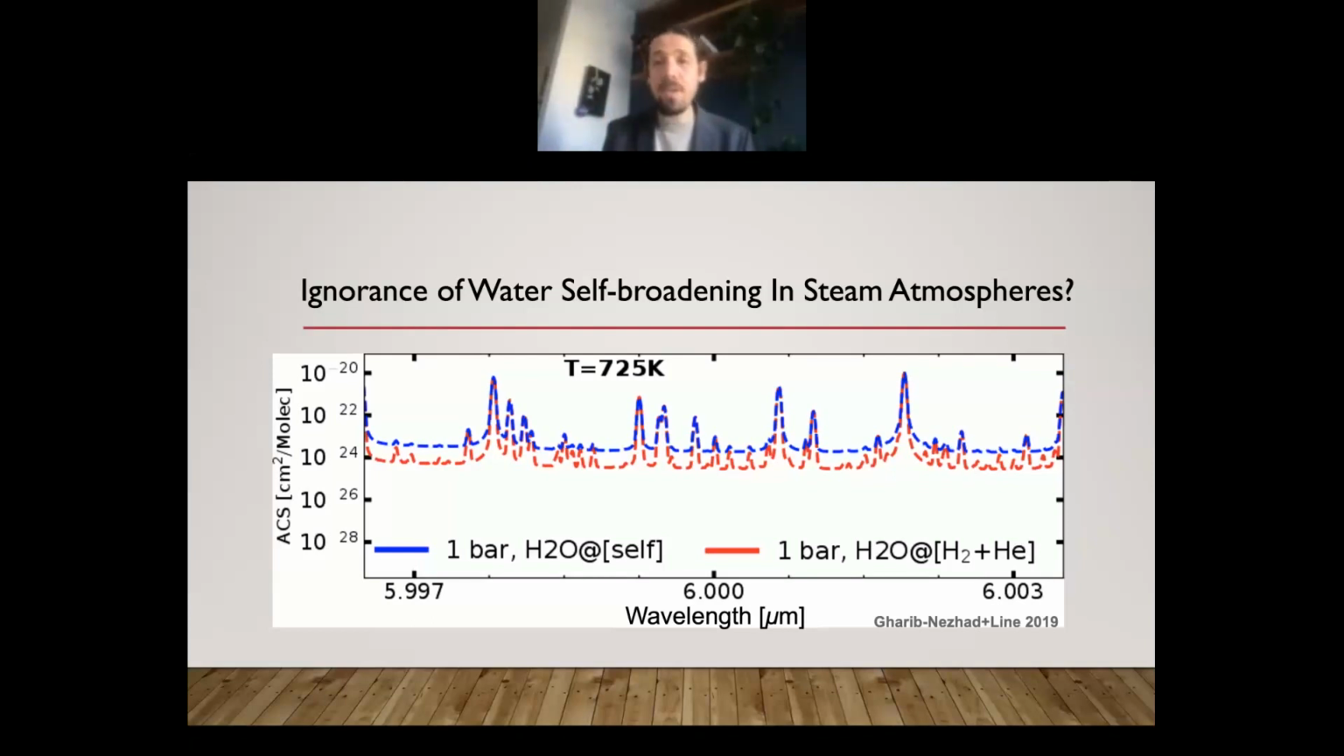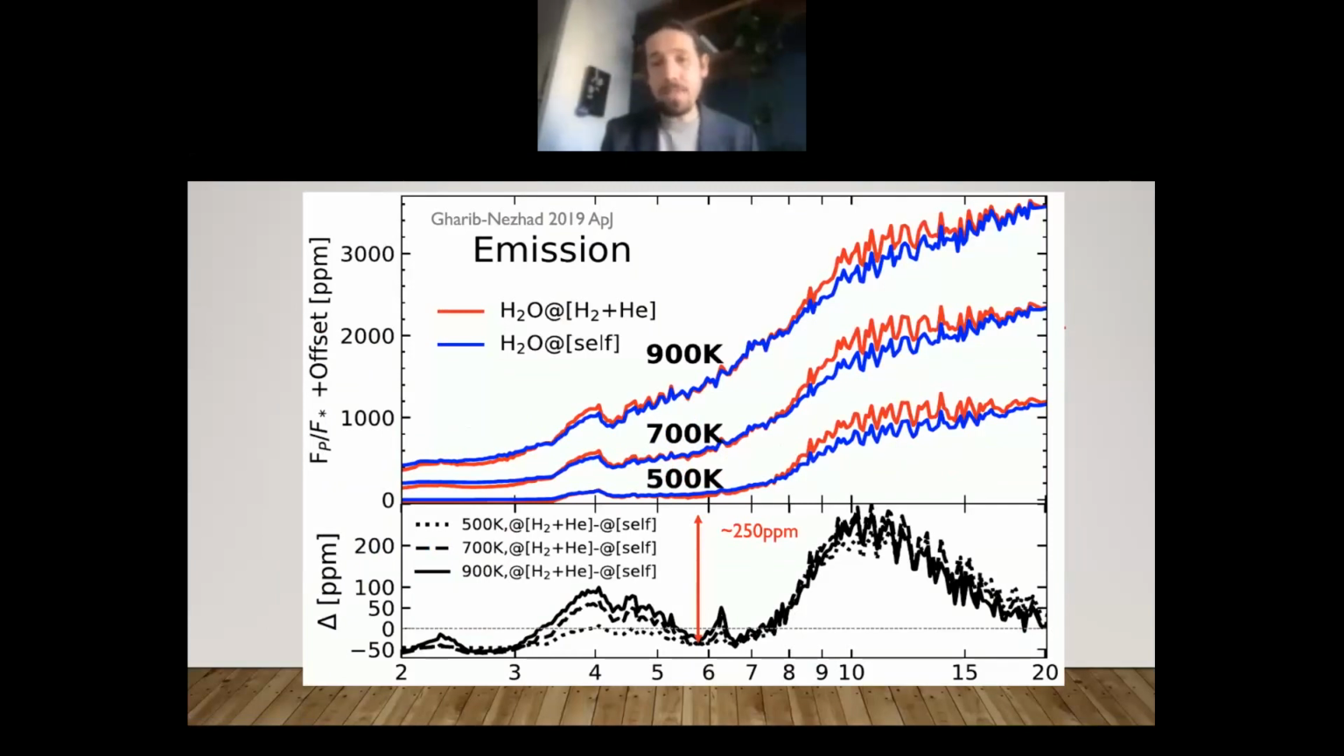When you look at their opacity data, there is a big difference, as you see here, where the blue is water with self-broadening compared to water with hydrogen and helium. And there is one order of magnitude difference in the value for the absorption cross section, or opacity. And when you look at, for example, their emission, this is synthetic spectra, right?